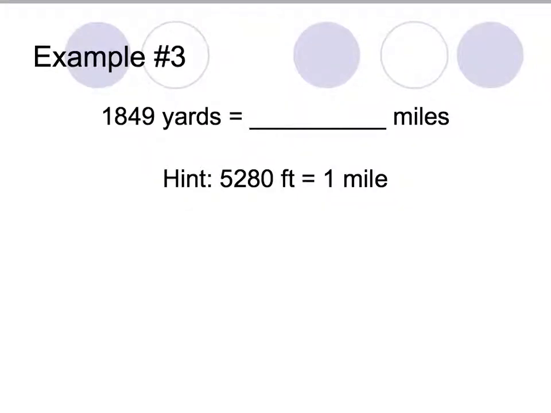Example number 3 says 1849 yards equals blank miles. Oh man, we have to know some things. There's a lot of things we have to know. It gave us a hint though, that 1 mile equals 5,280 feet.